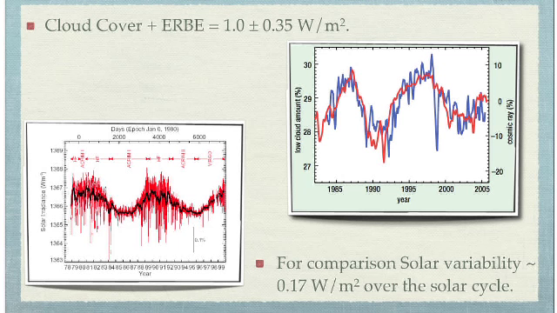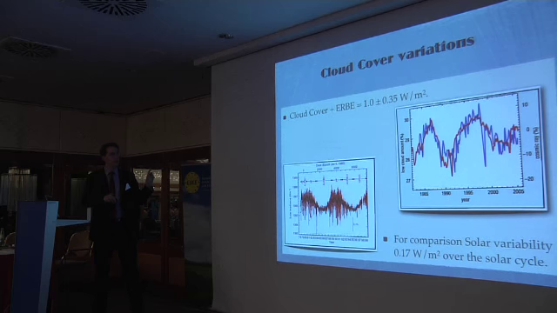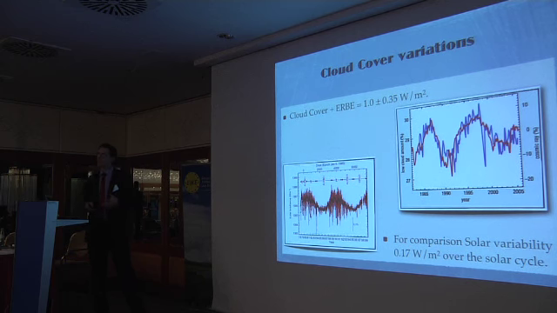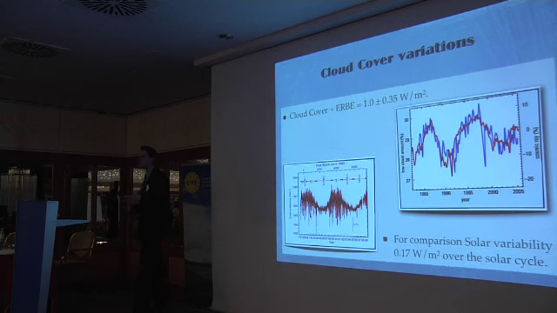Just for comparison, if you look at how large are the changes in the solar luminosity, the solar irradiance over the solar cycle, you find that between solar minimum and solar maximum, the changes averaged over the globe are 0.17 watts per square meter. So clearly, this effect is much larger than this effect. Now, when the IPCC modelers tell you that, oh, we take the sun into account, they're actually taking this thing into account. They're not taking this thing into account.